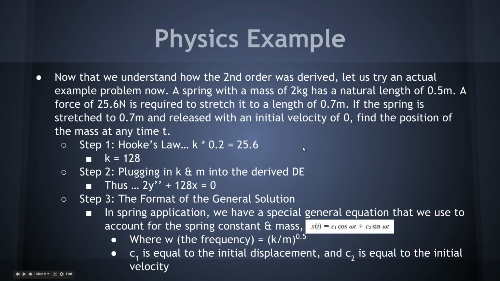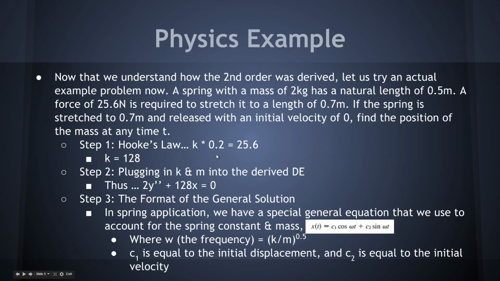Now that we understand how the second order equation was derived, let's try an actual example problem. Let's say a spring with a mass of 2 kilograms has a natural length of 0.5 meters. A force of 25.6 newtons is required to stretch it to a length of 0.7 meters. If the spring is stretched to 0.7 meters and released with an initial velocity of 0, find the position of the mass at any time t. The first step is we need to calculate the spring constant. By using Hooke's law, k times 0.2 equals 25.6, we can solve for k, which equals 128.